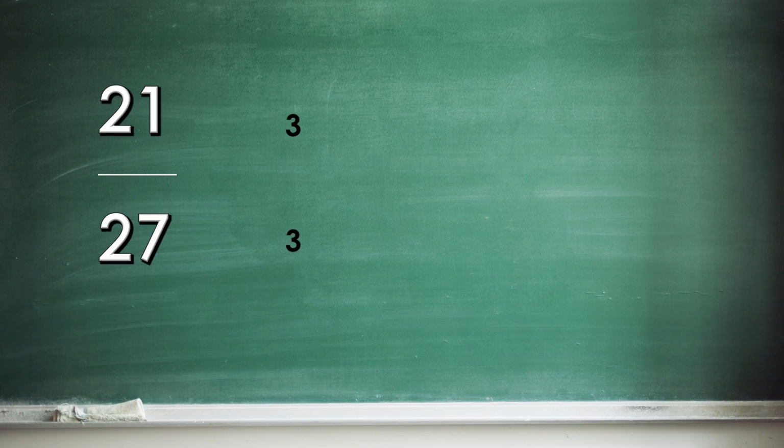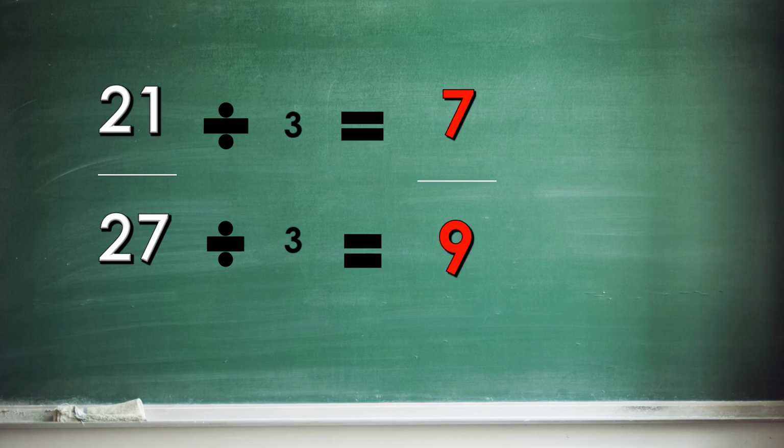Our last step is to divide by 3. 21 divided by 3 is 7. On the bottom, 27 divided by 3 is 9.